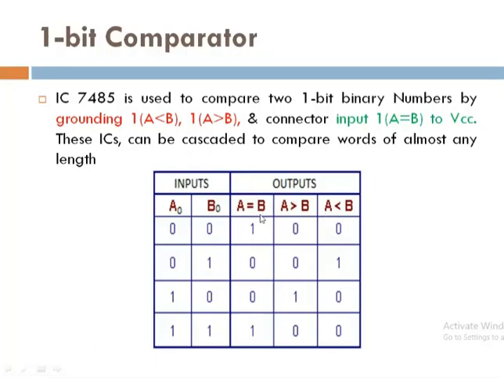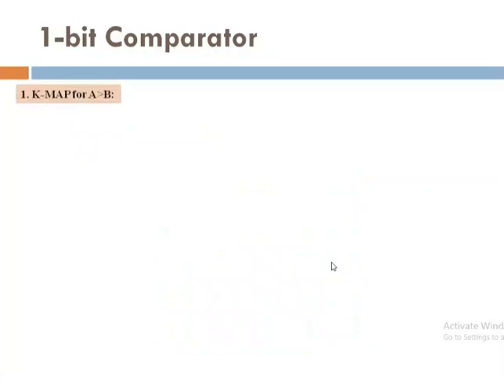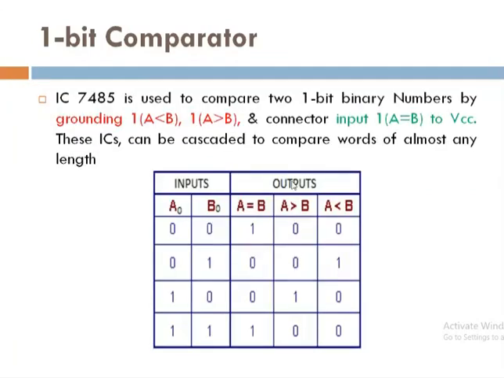One K-map is for A is equal to B, another is for A is greater than B, and the third one is A is less than B. So we'll design the K-maps one by one. Now consider the output part. For A is greater than B, in this particular column the high value is only for this particular cell. 1 0 means one cell is high, and the remaining cells are 0.